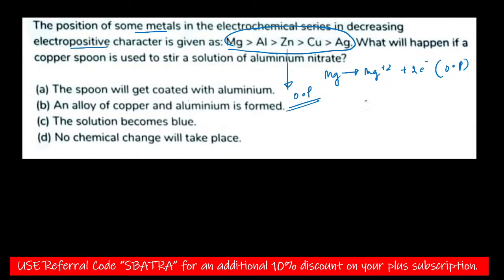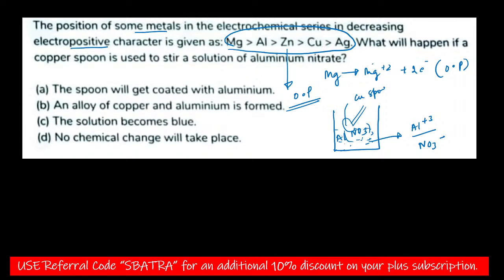So let's start solving this question. Suppose this is your beaker, and in this beaker you have a solution of aluminium nitrate. In a solution of aluminium nitrate, you will have Al3+ ions and nitrate ions. Then you are stirring this solution with the help of a copper spoon. Copper spoon means it's present as a metal, copper. So what will happen to the copper spoon?